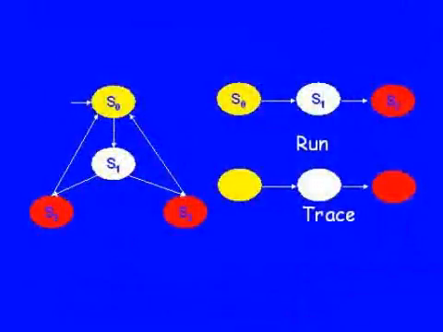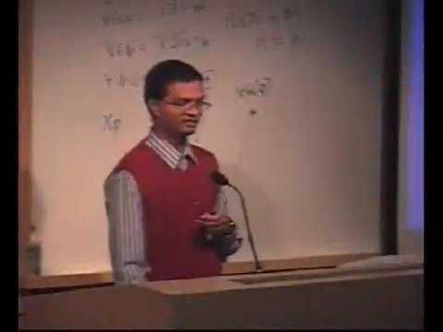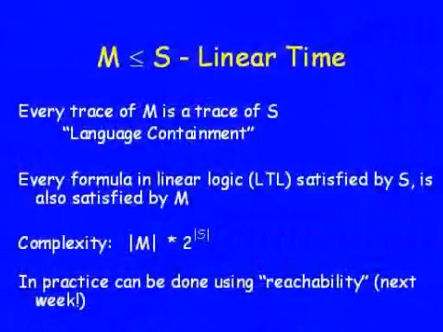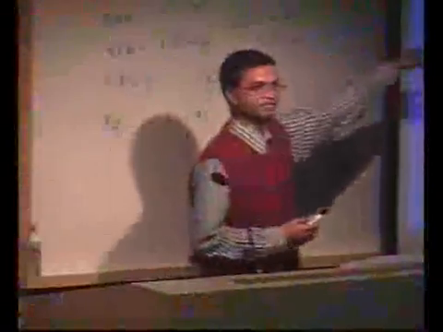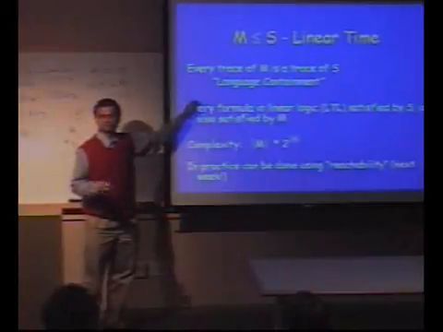So formally what it means is I have these models, and then I have runs, which are just paths starting from the initial state, and then I have traces, which is what I get if I forget the states and look at the colors. Then what I really mean by refinement is trace inclusion. So every trace of M should be a trace of S. And this is language containment, so you could do it using automata theory.